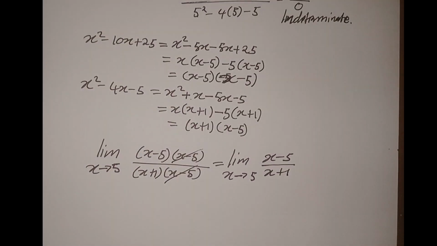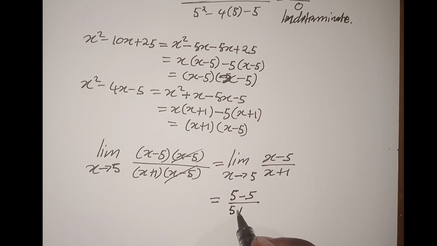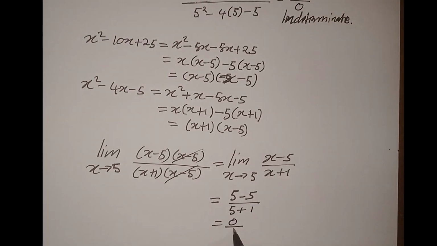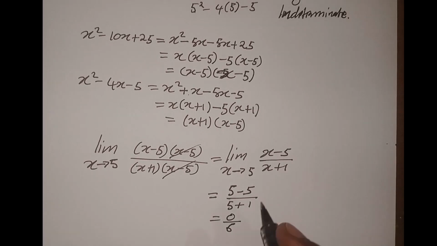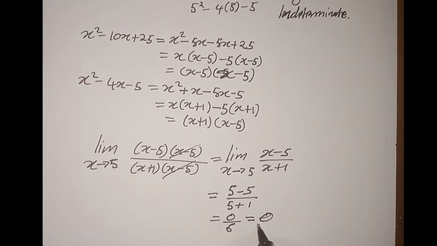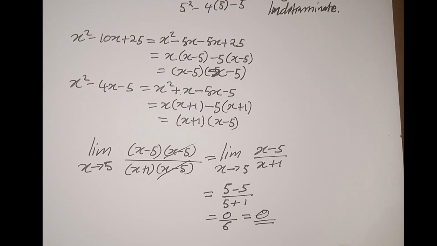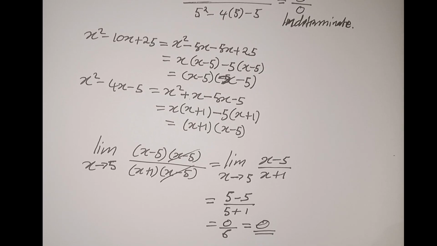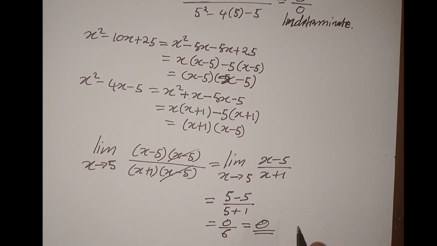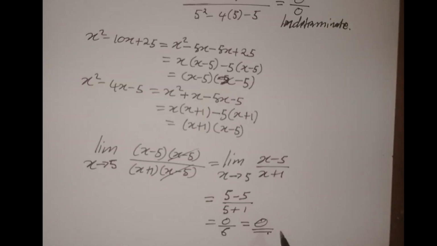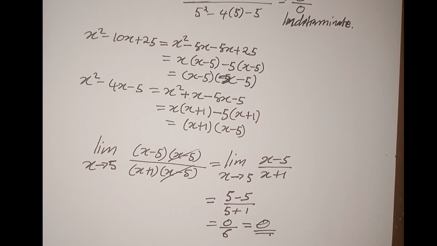Now from here you see that you can easily put a 5 without getting an indeterminate solution. You can now substitute this directly. You're going to have 5 minus 5 over 5 plus 1. This is 0 over 6, which is simply equal to 0. So therefore, the limit of the given function is 0, which we have here. And that's how you find these limits for functions that involve factorization.